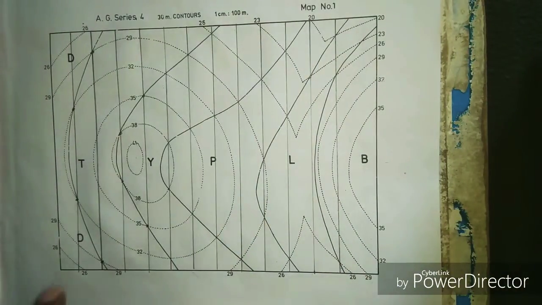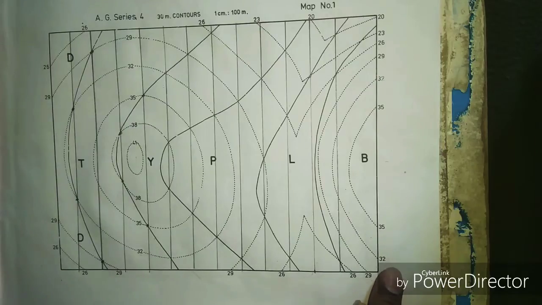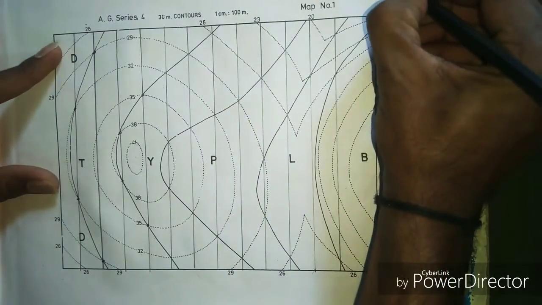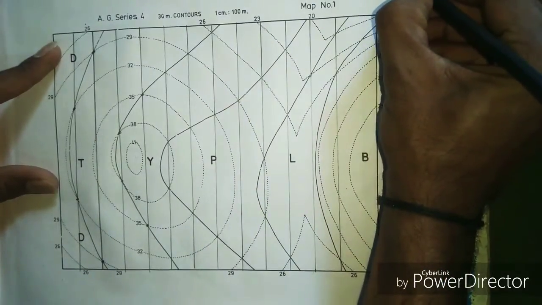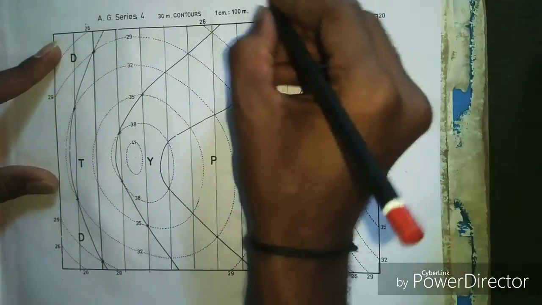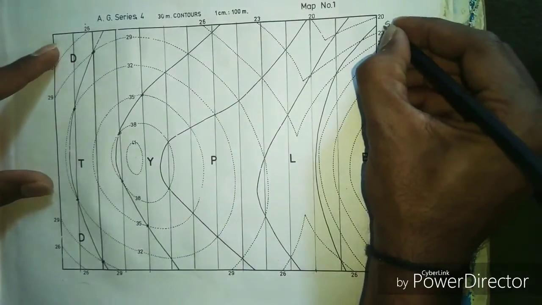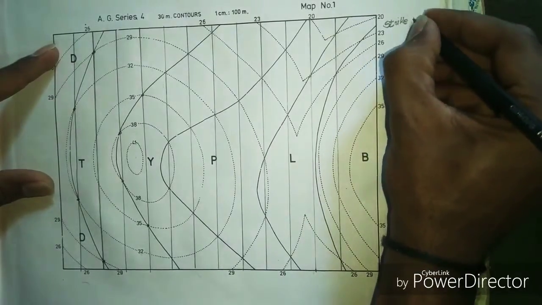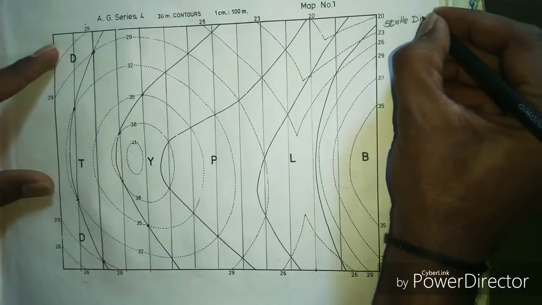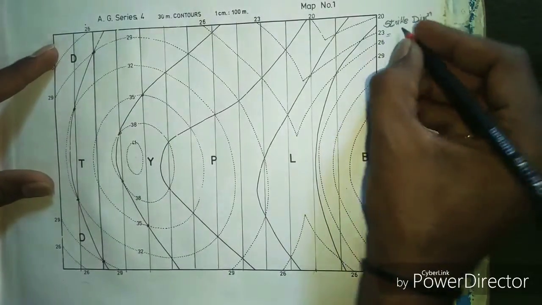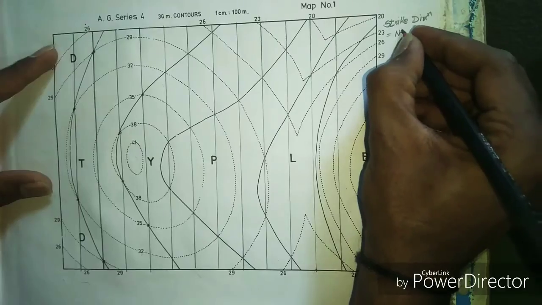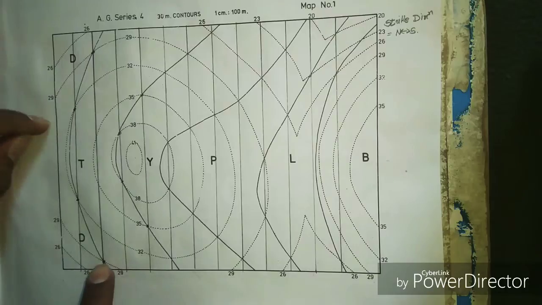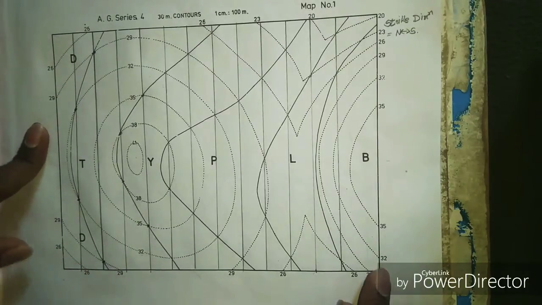So we have already drawn all the strike lines on this map, and the strike direction is, I will draw the north arrow on this map. The strike direction, I will write down here, strike direction is towards north-south. Okay, so we have completed the strike lines on this map number 1.